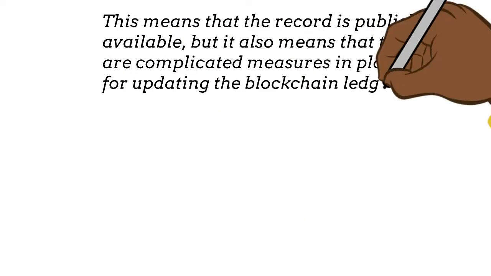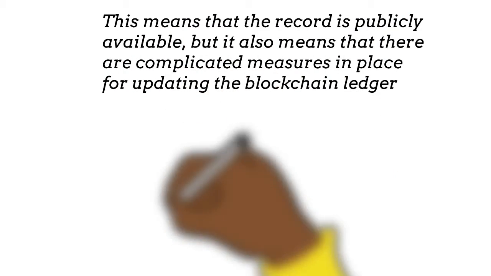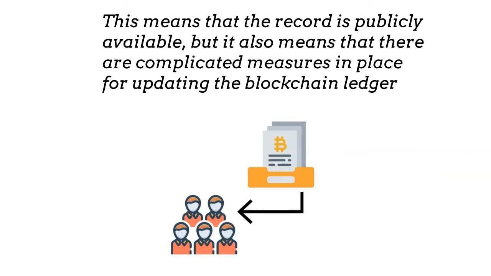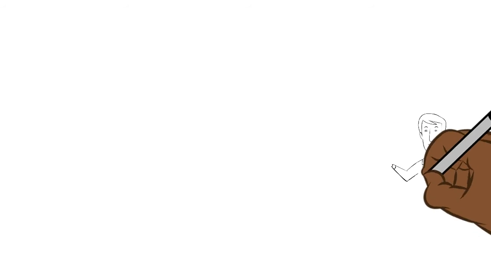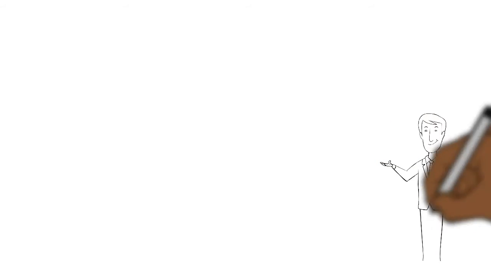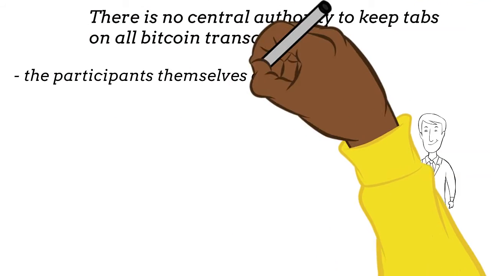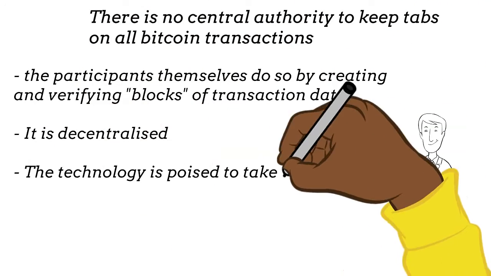But it also means that there are complicated measures in place for updating the blockchain ledger. There is no central authority to keep tabs on all Bitcoin transactions, so the participants themselves do so by creating and verifying blocks of transaction data. It is decentralized, and the technology is poised to take the future by storm.